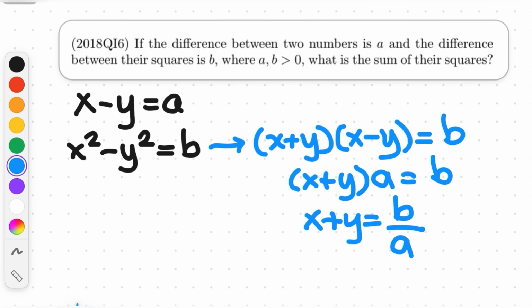Now we're looking for the sum of their squares, so we're looking for x squared plus y squared. If you recall, we've done this technique before to make x squared plus y squared appear. We could square either x plus y or x minus y. Okay, so let's do that. Again, we have x plus y equals b over a.